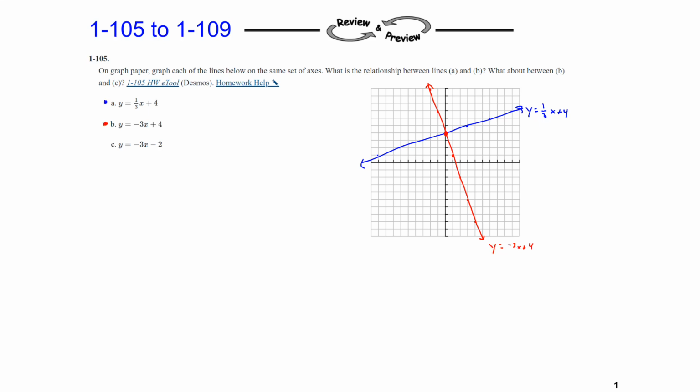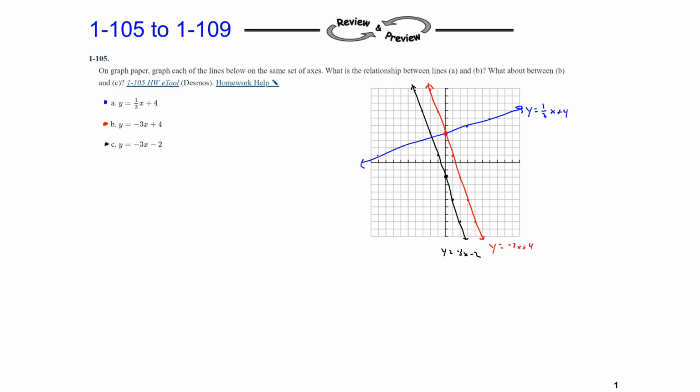And then on C, we'll go ahead and graph that one in black. And that is negative 3x minus 2. So same slope as the one before, but different y-intercept. So here's the y-intercept, and then we're going to go down 3 over to the right 1. We can also go up 3 and to the left 1. So still that same slope. And you can see that the red and the black line appear to be parallel. And if you look at their equations, you'll notice that they are because they have the same slope.